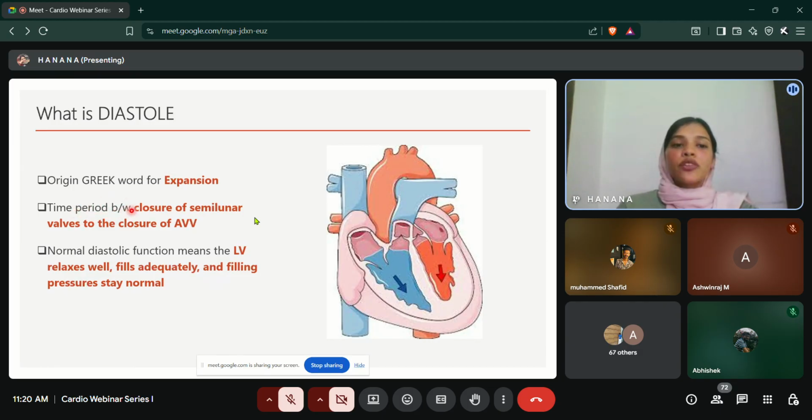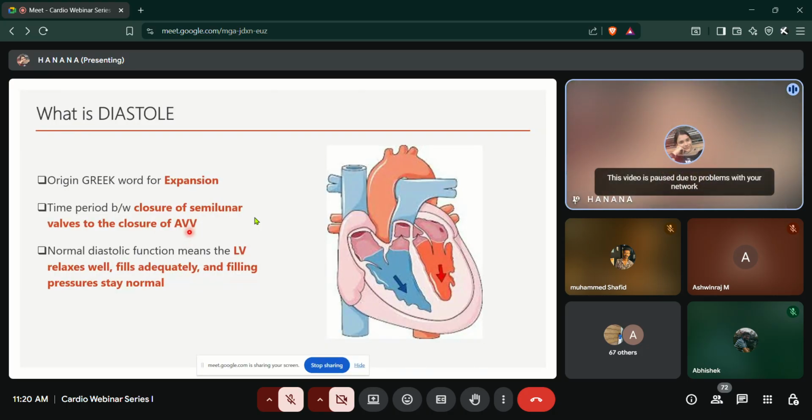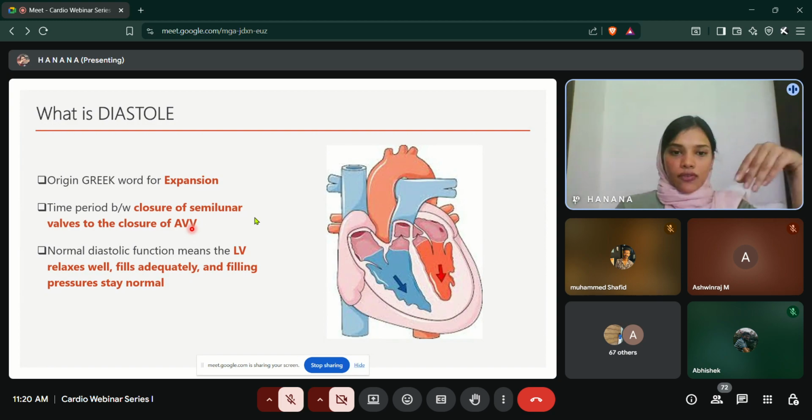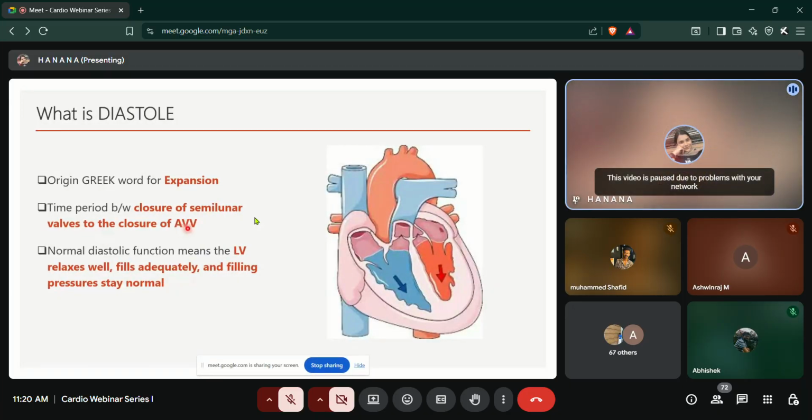And the time period between the closure of the semilunar valve to the closure of the AV valve, meaning atrioventricular valve. Okay, the valves that are located in between the atrium and ventricle are the mitral valve and the tricuspid valve, and the semilunar valves are the aortic and pulmonary valves. Okay, the time period of the diastole is from the closure of the semilunar valves to the closure of the atrioventricular valve.